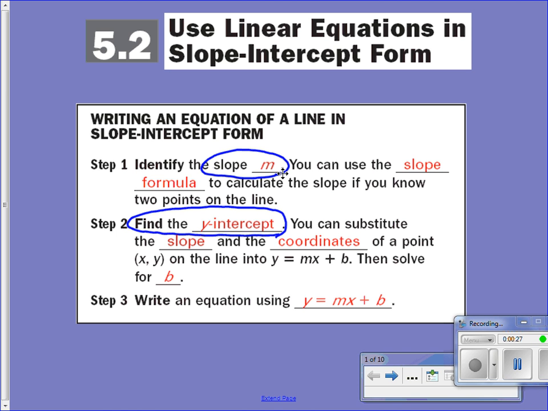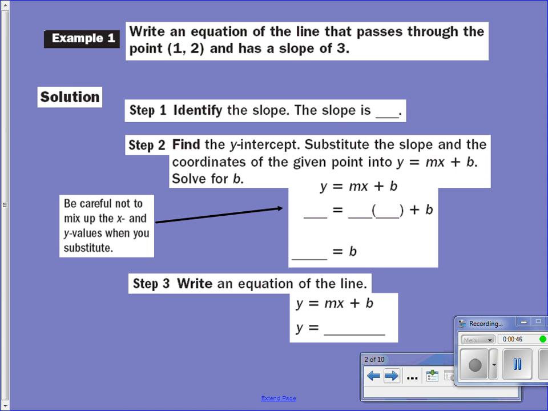In 5.1, the y-intercept was given to us in an ordered pair, or it was shown to us in an equation, or shown to us on the graph. Now we're really going to have to find it, and I'll show you how to do that. But once we have our m and our b, all we need to do is plug that information into our slope-intercept form. So every time we're doing this, figure out what your value of m is, figure out what your value of b is, and then plug them in.